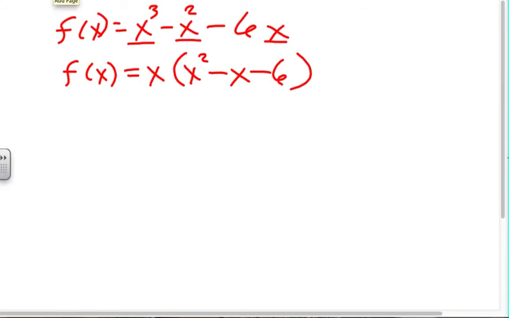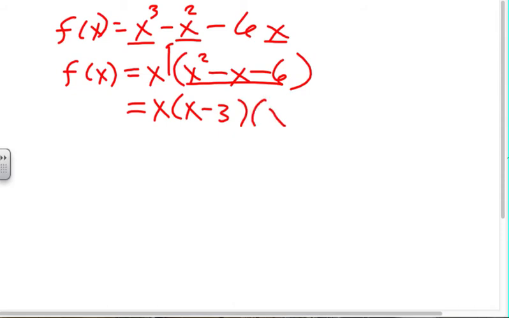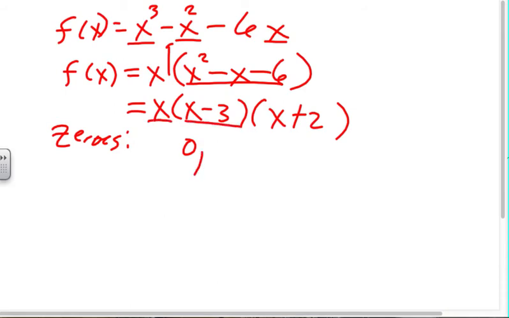And if you redistribute this, you'll see we end up with that. Okay, so now I continue with the x. You should be able to factor this guy, x minus 3, x plus 2. So now I know where my zeros are going to be: at 0, that's from this term. This term gives me a 3, and this term gives me a negative 2. So there are my zeros for this polynomial.